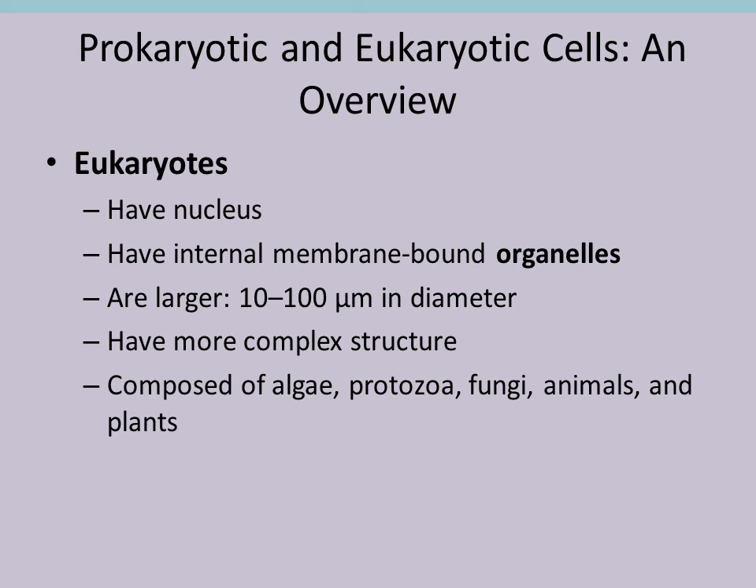Eukaryotes, they do have a nucleus. They do have internal membrane-bound organelles that will have very specific functions. They tend to be much larger than your prokaryotic cells. So they're larger, they're more complex. They're the new kids on the block, if you will. This would include things such as your plant cells, your animal cells, protozoans, algae, and fungi.